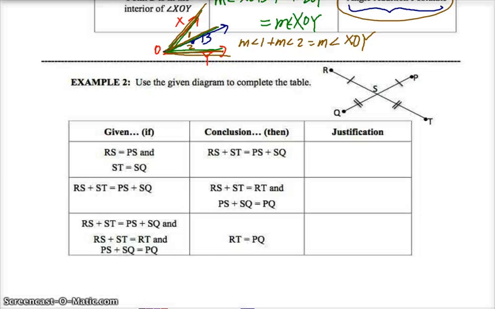Okay, let's go down below. Here's a diagram this time, and the diagram has marks here and here, so these are congruent to each other, and here, so these are congruent to each other. So RS equals PS, and ST equals SQ. That's just given. So what are we concluding? We're concluding that RS plus ST equals PS plus SQ. Again, key here, plus, we're adding these together. So what is that? That's the addition property.